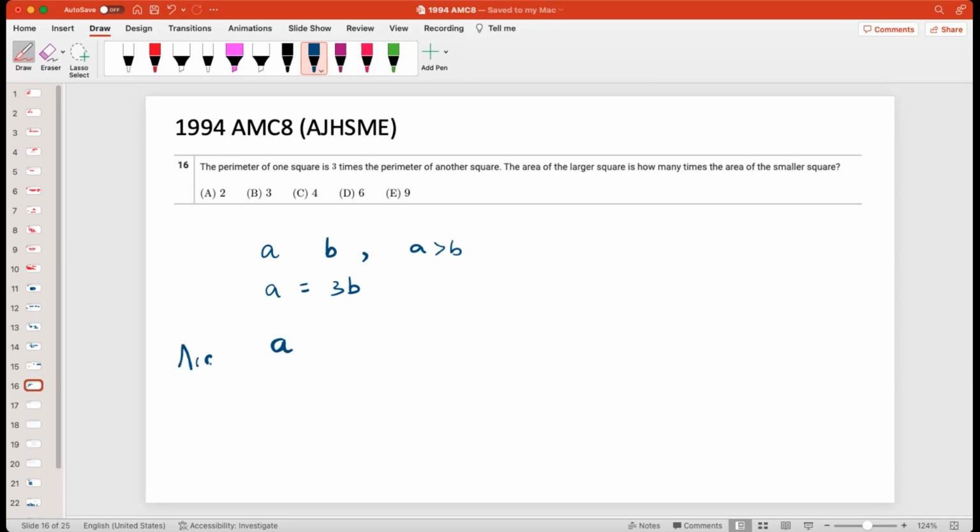Now if I want to calculate the area, right? So area is nothing but A square by B square. Now we know that A is the same as 3B. So we'll say (3B) square by B square. Correct? So this will become 9B square by B square. B square cancels. So it is 9. Answer E. So the area of the larger square is 9 times the area of the smaller square. Going to the next question.